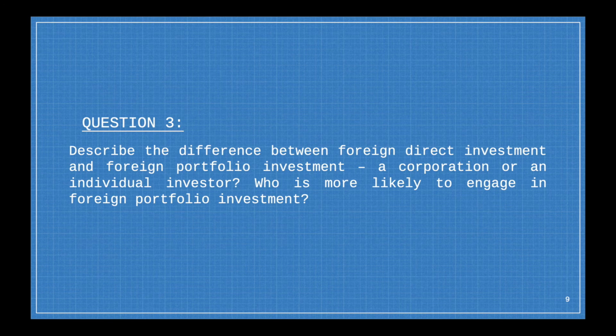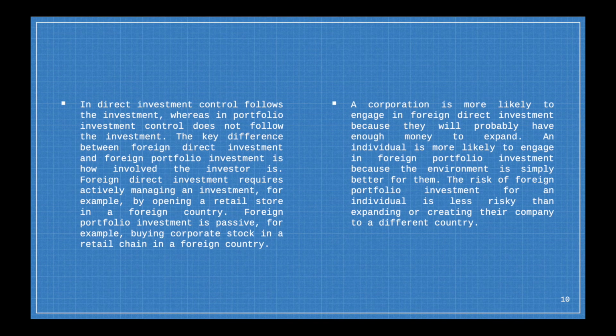Question 3, chapter 31. Describe the difference between foreign direct investment and foreign portfolio investment. Corporations or an individual investor, who is likely to engage in foreign portfolio investment? In direct investment, control follows the investment, whereas in portfolio investment, control does not follow the investment.